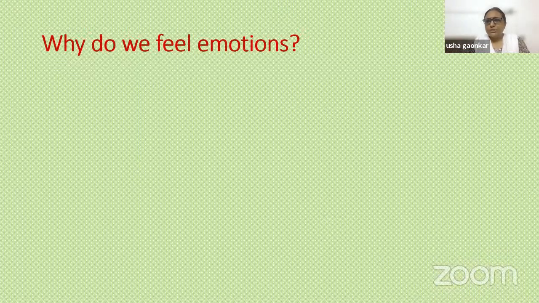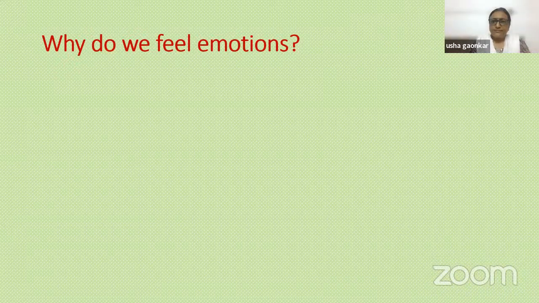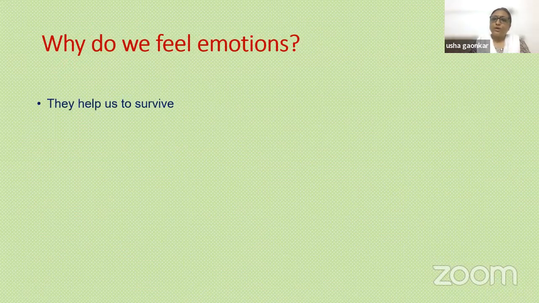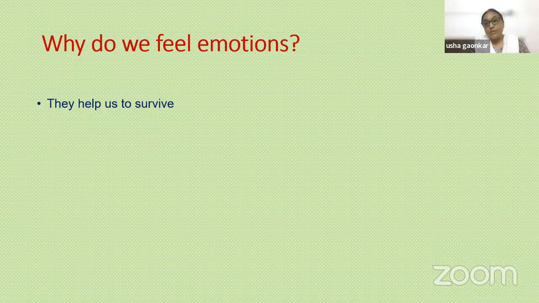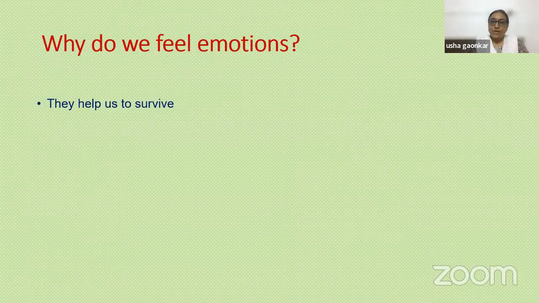So why do we feel emotions? Because we are human beings, right? And they are necessary for our survival. If we don't emote, that is also an illness. Do you all know that? If a person is unable to emote or express, that person is considered to be mentally ill. That comes under a category of illness.